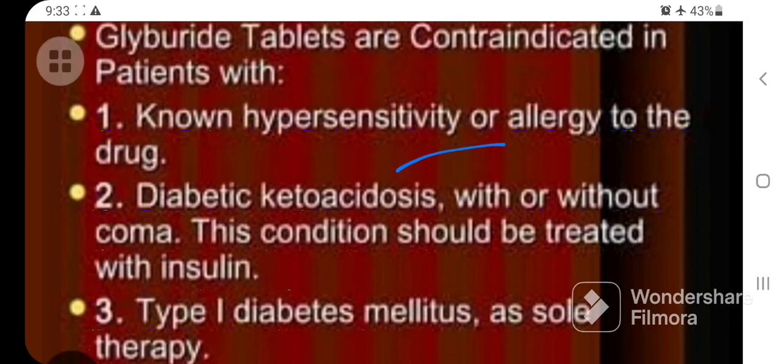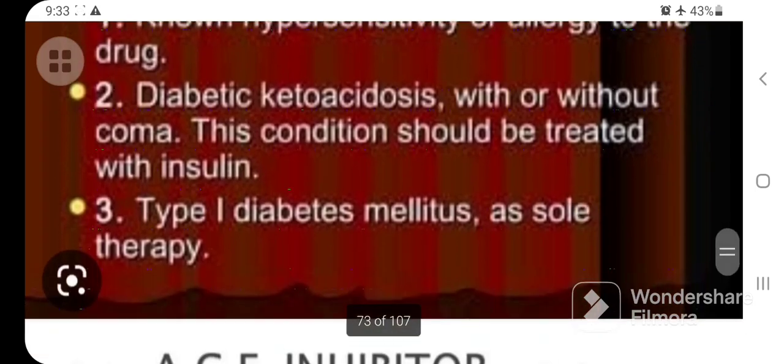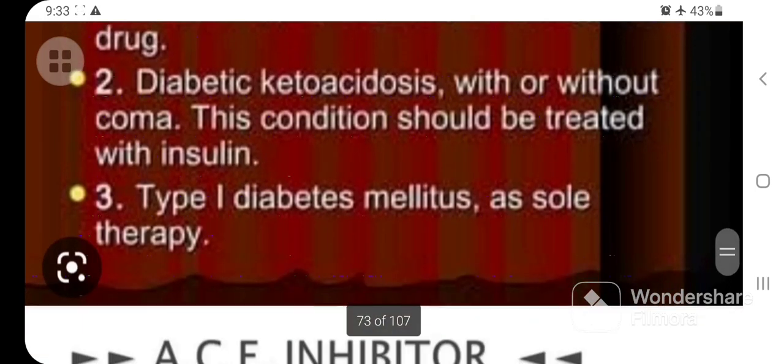Okay, then this condition should be treated with insulin. If they have diabetic ketoacidosis, then we have to give insulin only. We cannot treat with this type of tablets. Type 1 diabetes mellitus also: if the patient is suffering from type 1 diabetes mellitus, at that time also we cannot give this.